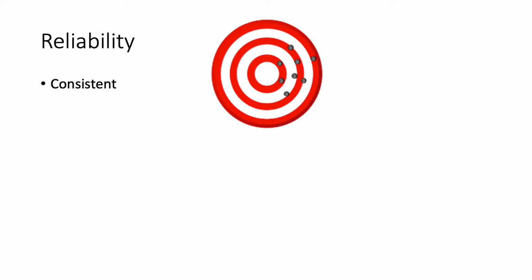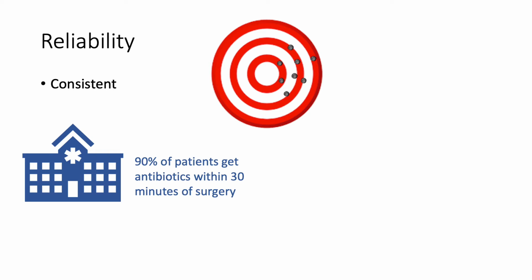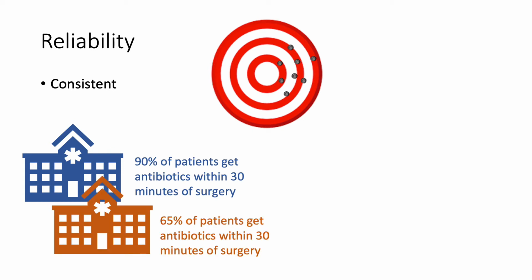There are many ways that we use this in the world. One example is hospitals measure the reliability of their procedures with numbers. So in hospital A, 90% of the patients get their antibiotics within 30 minutes of surgery finishing up. And in the next hospital, only 65% of the patients get antibiotics within 30 minutes of surgery. This is a tool that's used by hospital administration to see whether their procedures are reliable. This is how they measure them.